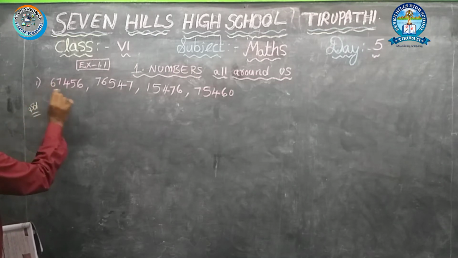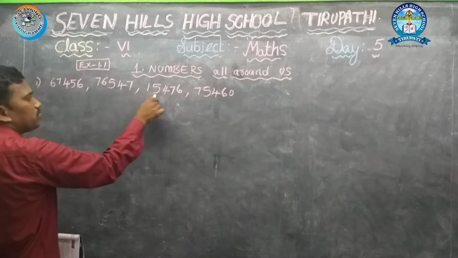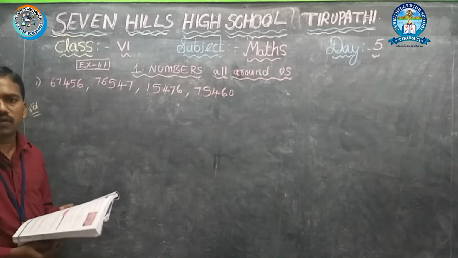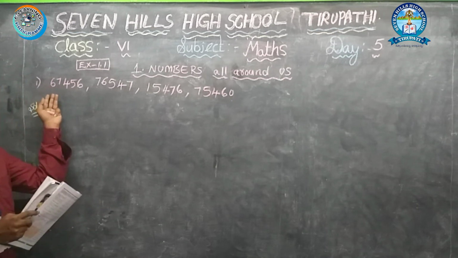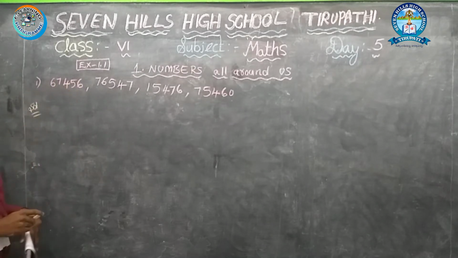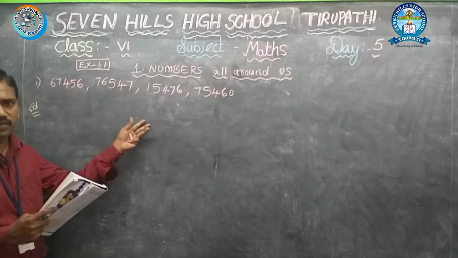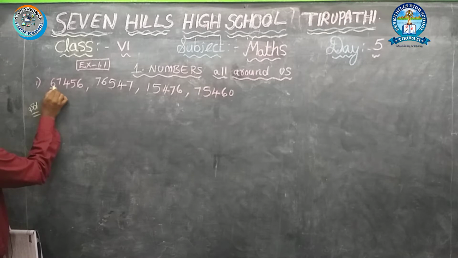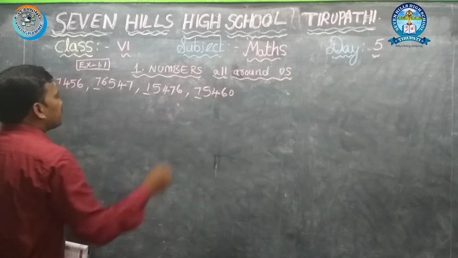Here first of all count the digits. 1 2 3 4 5, 1 2 3 4 5, 1 2 3 4 5, 1 2 3 4 5. Each number has 5 digits, right? So we want to compare their highest place. Okay, here ones, tens, hundreds, thousands, 10,000s. So the 10,000s place is the highest place. Compare the 10,000s place in each number. Here the 10,000s place is 6, and here 7, and here 1, and here 7.